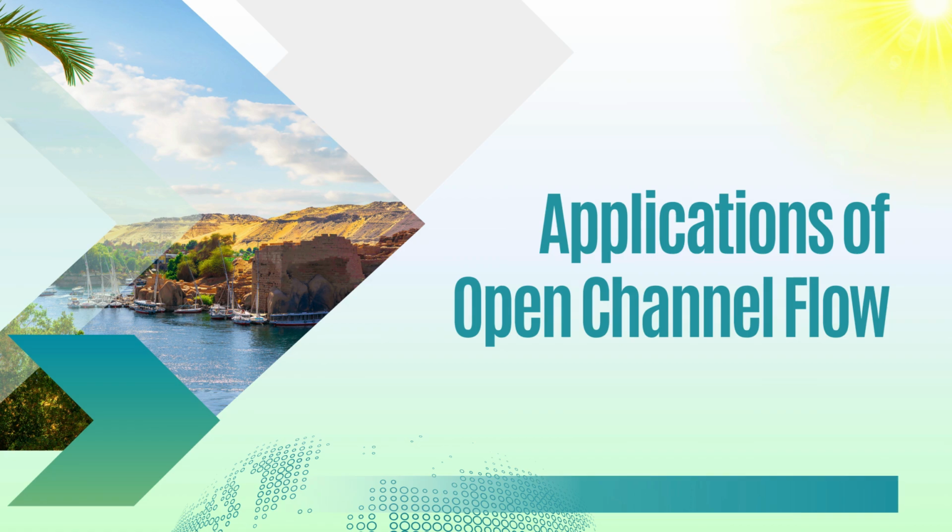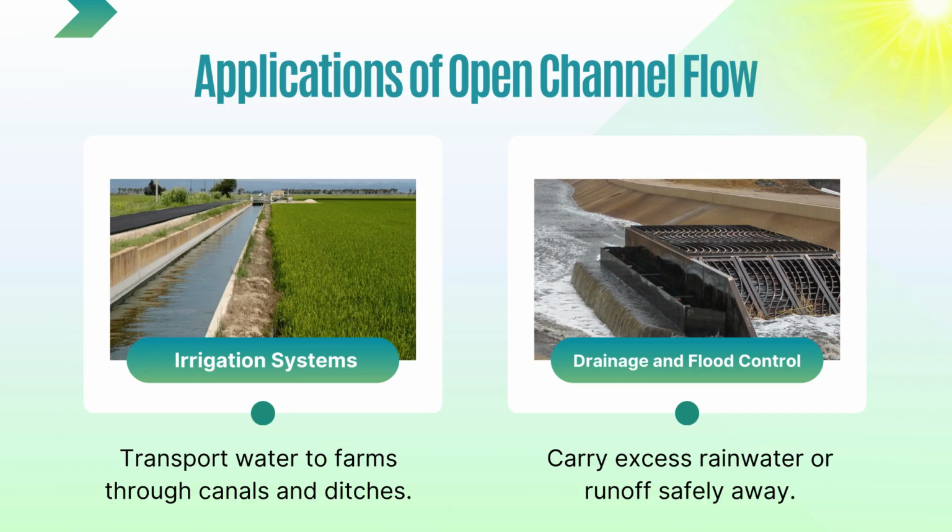Applications of open channel flow. Open channel flow plays a vital role in many civil, agricultural, and environmental systems. One major application is in irrigation, where water is transported through open canals and ditches to farms, helping grow crops efficiently. In drainage and flood control, open channels guide excess rainwater or surface runoff away from urban and agricultural areas, preventing flooding and erosion.